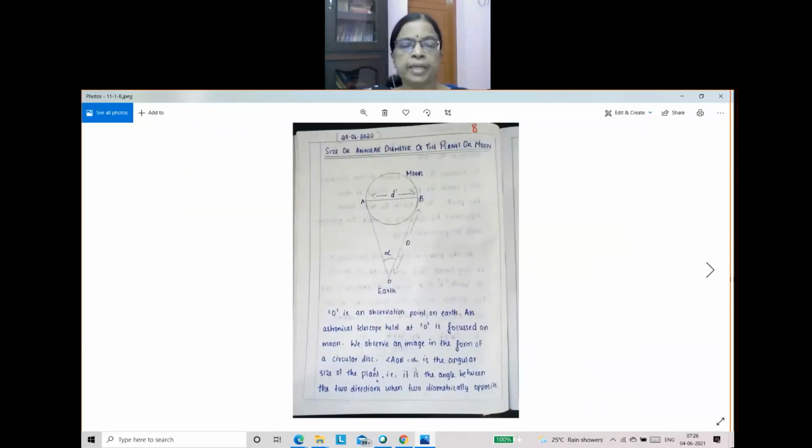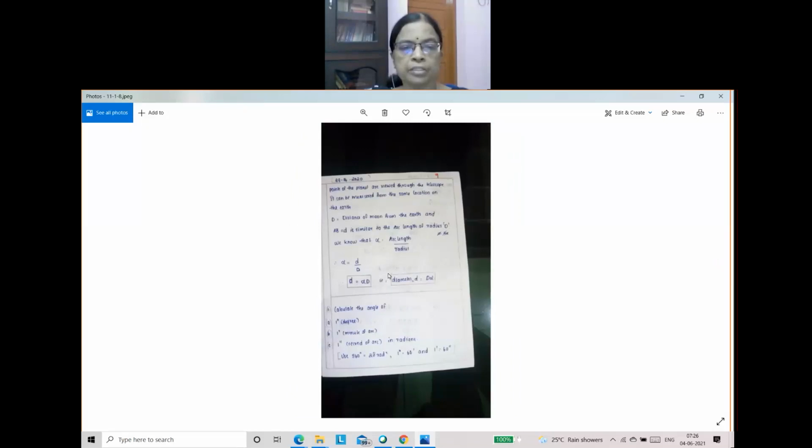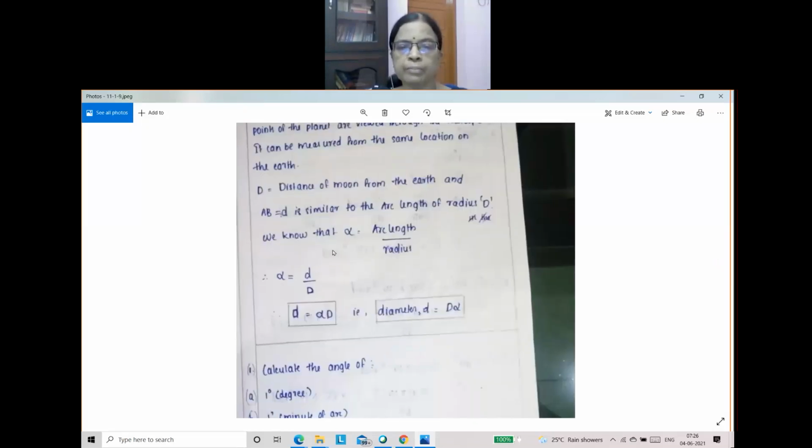Then finally you should obtain this formula: angle equals arc length by radius. Then you put that in a box. We have to do problems with that, very important. So this is our final equation: diameter equals alpha times D. Understand? So, understood how to write the answer, children?